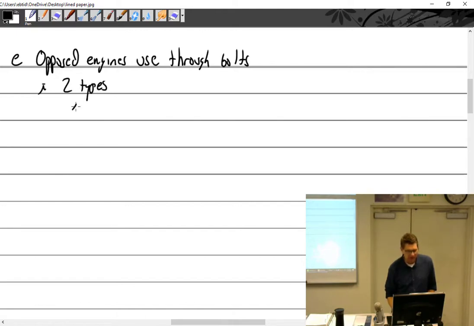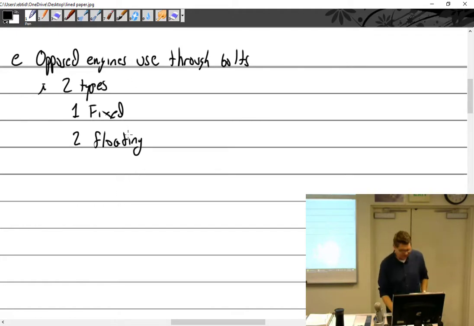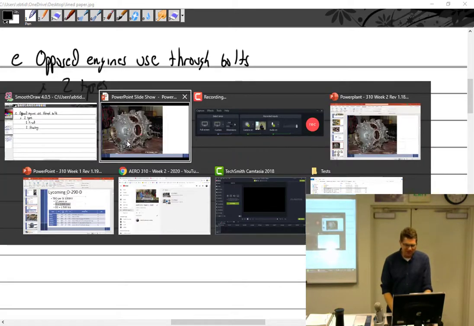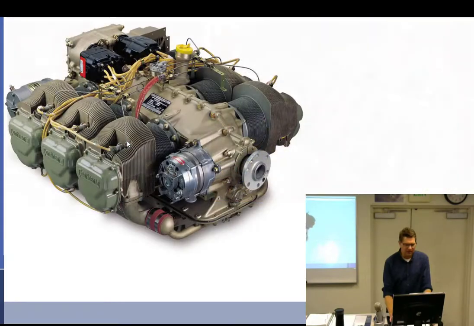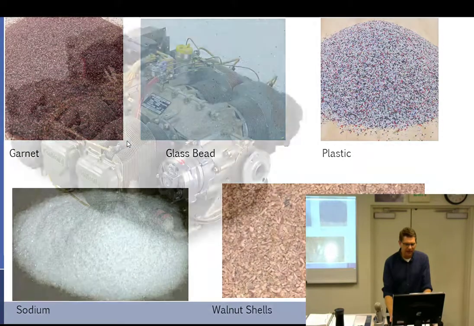There is the fixed type, or sometimes I call them anchored, or floating. What type do you have? Floating. Try one more time. Fixed. You have fixed through studs. Well, what is the difference? Most modern engines are actually not using what you have, the anchored.